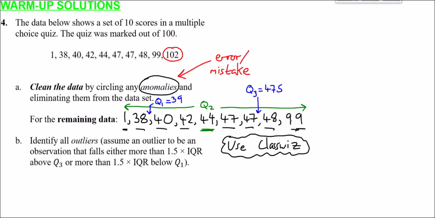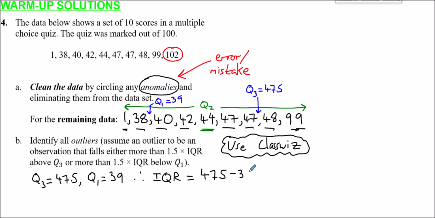So for part B, because Q3 is 47.5 and Q1 is 39, we can therefore say that the interquartile range is going to be 47.5 minus 39. You may as well check this with a calculator, but it's going to be 8.5.